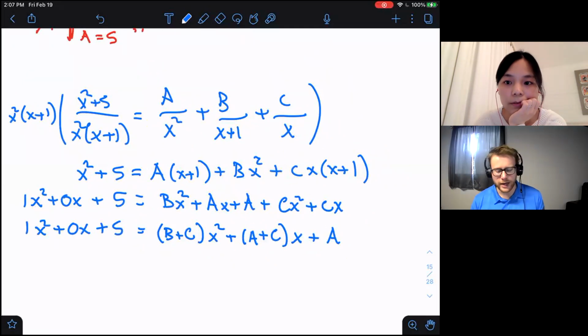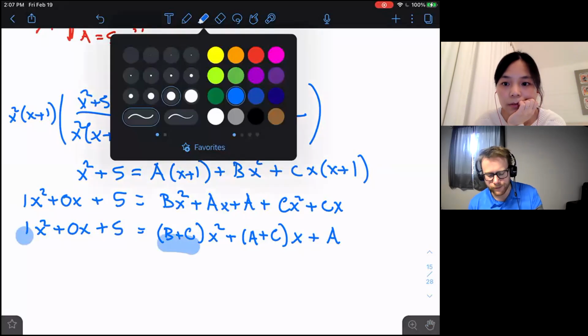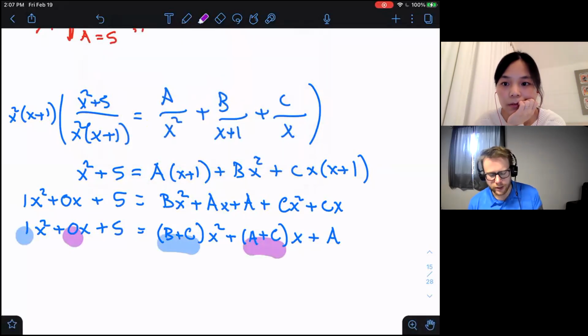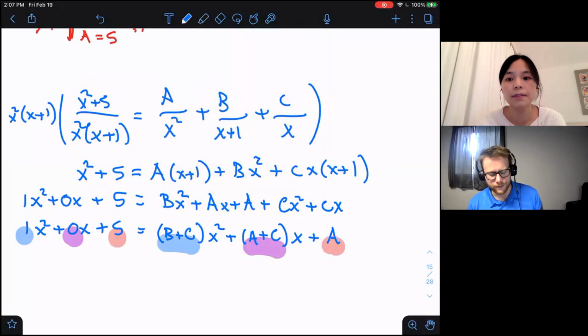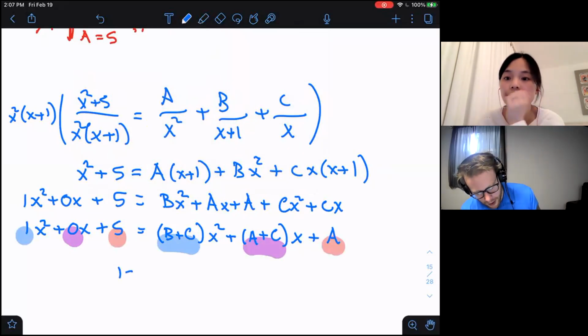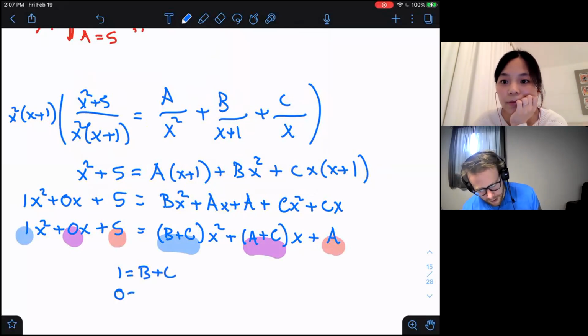So now we can go ahead and set up our system of equations. Again, the quadratics have to be the same. The linears have to be the same. And the constants have to be the same. So in this case, we're going to get 1 is equal to b plus c. We're going to have 0 is equal to a plus c. And we're going to have 5 is equal to a.